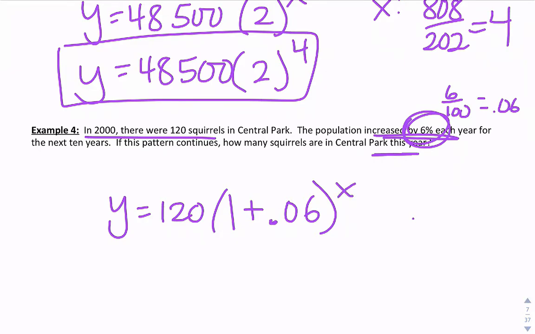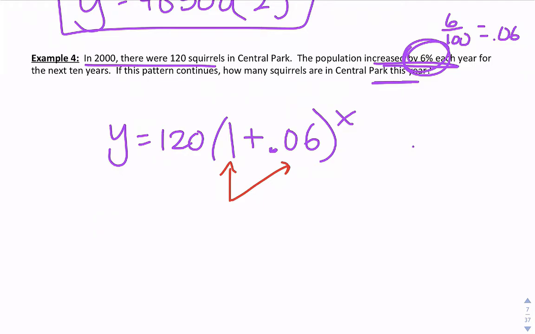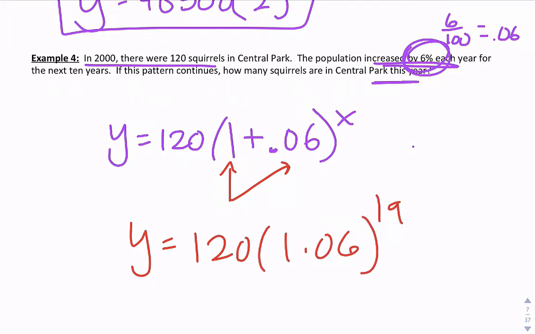All right, so what the 1 stands for is we take the 120 squirrels, it's 100% of the squirrels from the year before, and to that we add 6%. And that's why it's 1 plus, because we want our population to increase, not decrease. So you have y equals 120 times 1.06. It's been 19 years this year since 2000, and you will get your answer. Since it's squirrels, you can round to the nearest whole number.